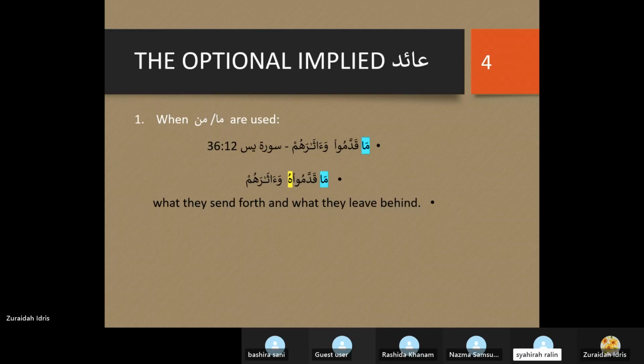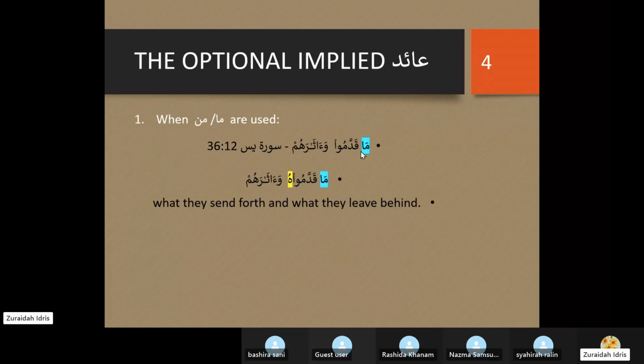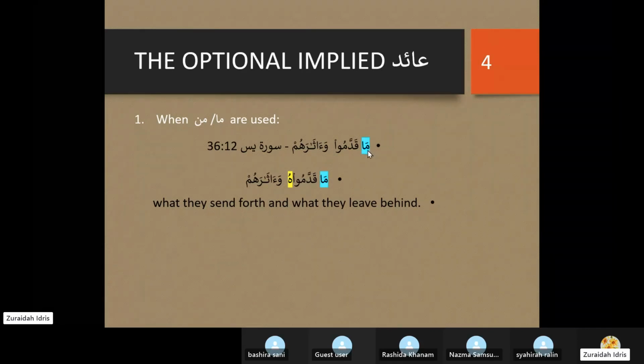I can't understand. You can't understand. Okay. When you have isim mausul and the silah, this is the isim mausul and this is the silah. Silah is normally a jumlah. We are talking about something in terms of more detail. So this ma actually is referring to what they send forth, and what they left behind. This ma, what. But what you see is qaddamu.